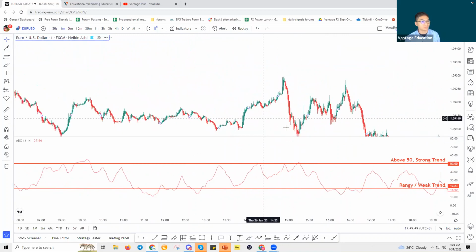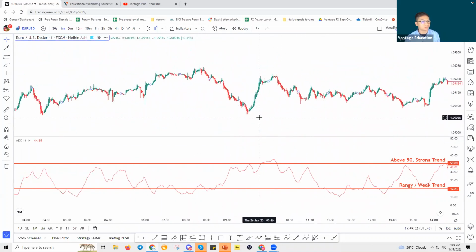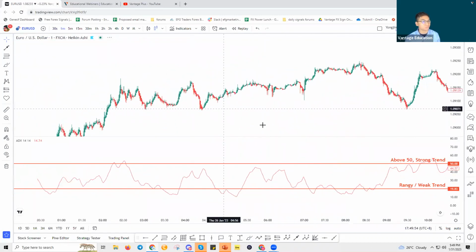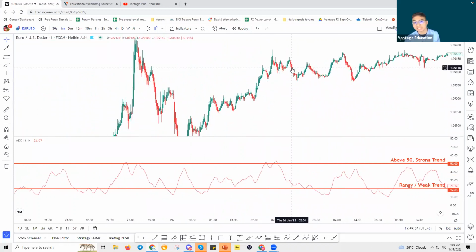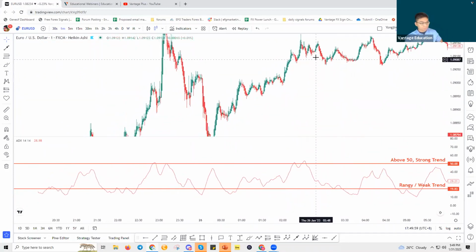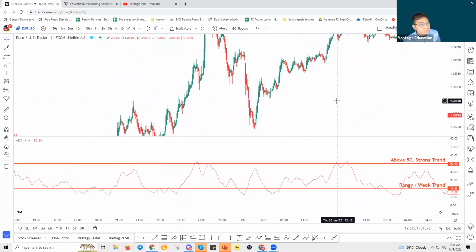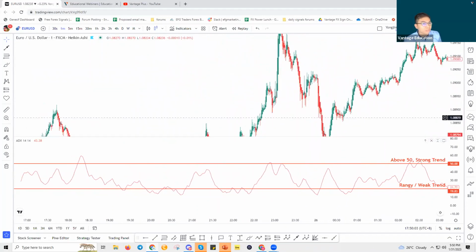Let me find another one. So you notice there's not many trades. You guys got to wait. Different strategies have different numbers of chances you can take to enter a trade.